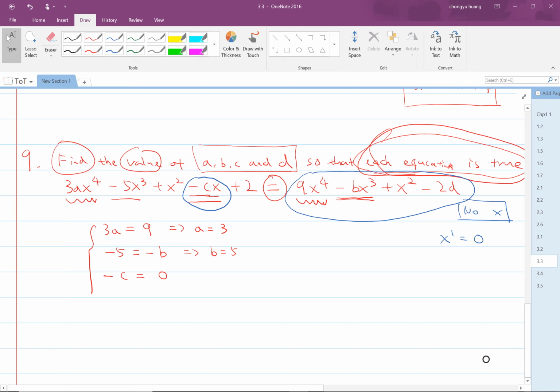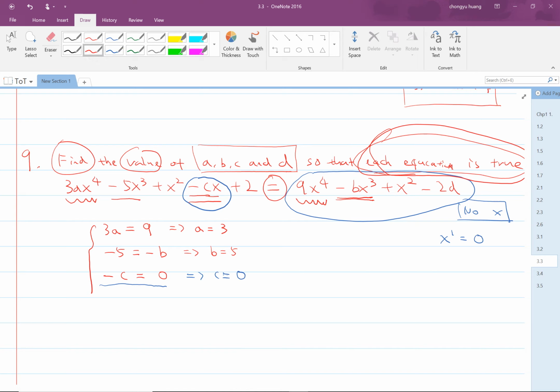That term is going to be 0. There's no x in that term, so that's why we have to make negative c equal to 0, and therefore c is equal to 0. Okay, everything makes sense.